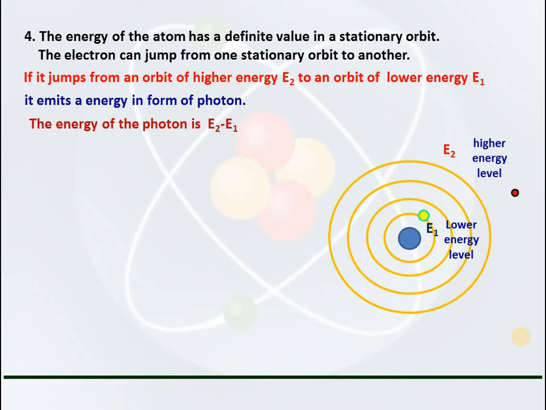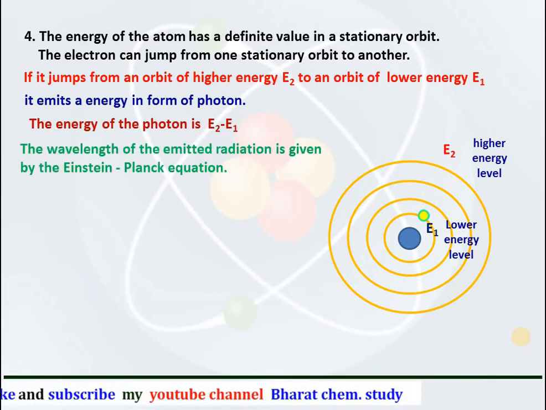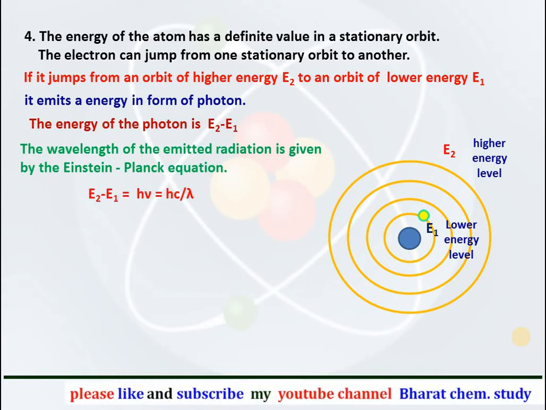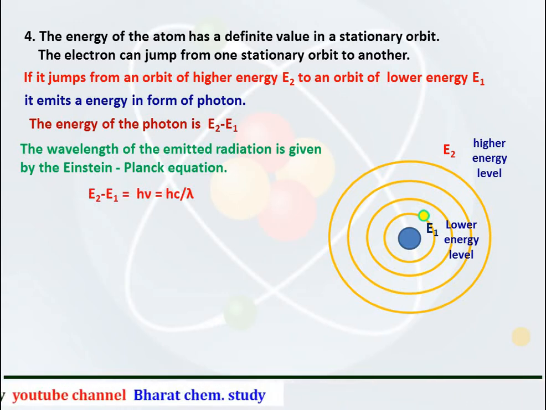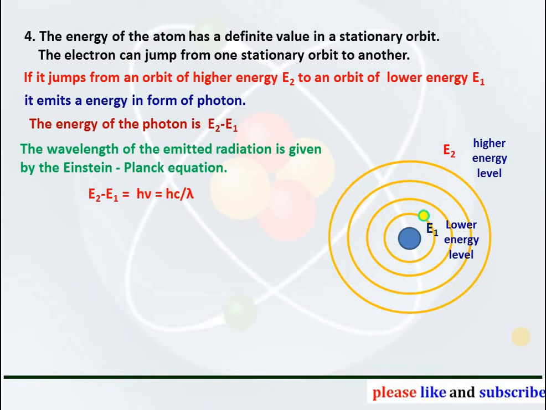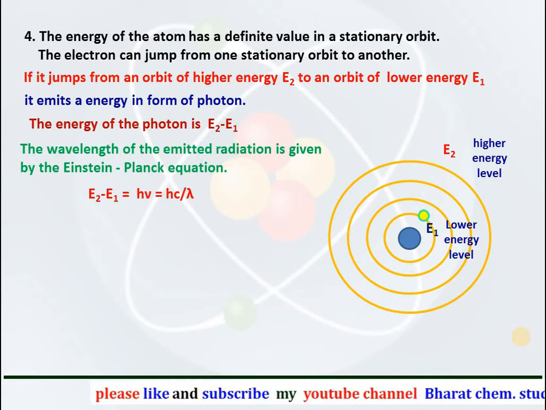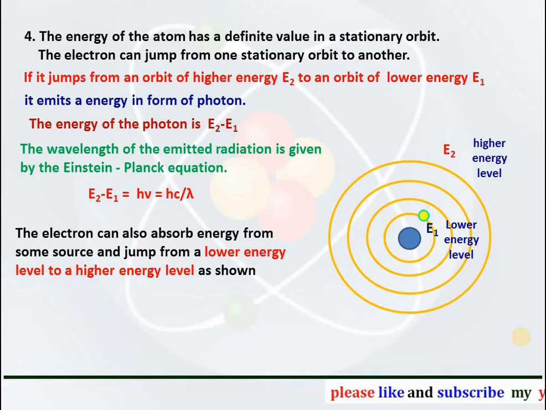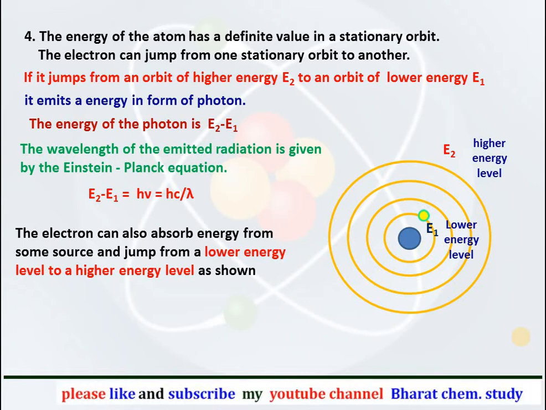The energy of the photon is E2 minus E1. The wavelength of the emitted radiation is given by the Einstein-Planck equation, that is, E2 − E1 = hν = hc/λ, where ν is the frequency, c is the velocity of light and λ is the wavelength. The electron can also absorb energy from some source and jump from a lower energy level to a higher energy level as shown.